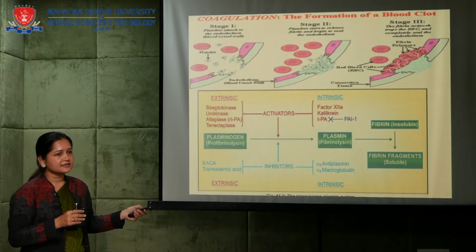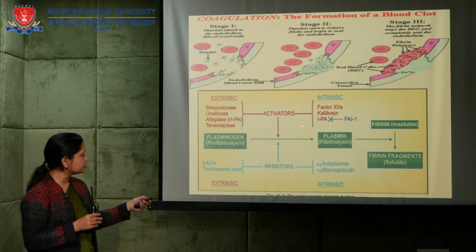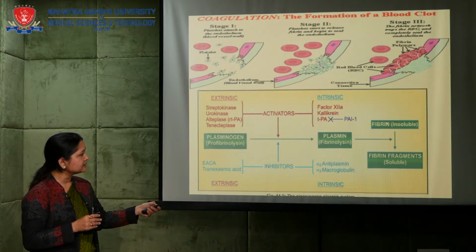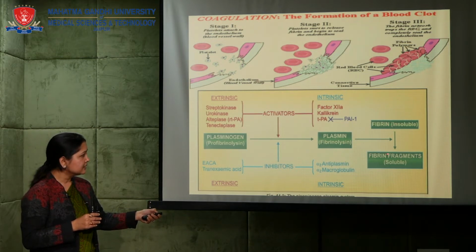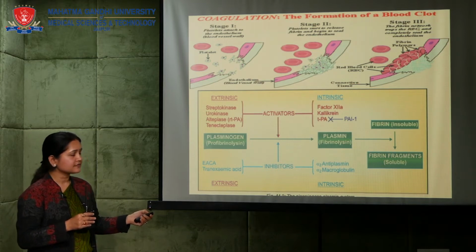So what is the mechanism of these fibrinolytics? How do they work? They convert plasminogen to plasmin. And what is the role of plasmin? It converts the insoluble fibrin fragments into soluble fibrin fragments. It causes the breakdown of the fibrin and thus dissolution of the clot occurs.